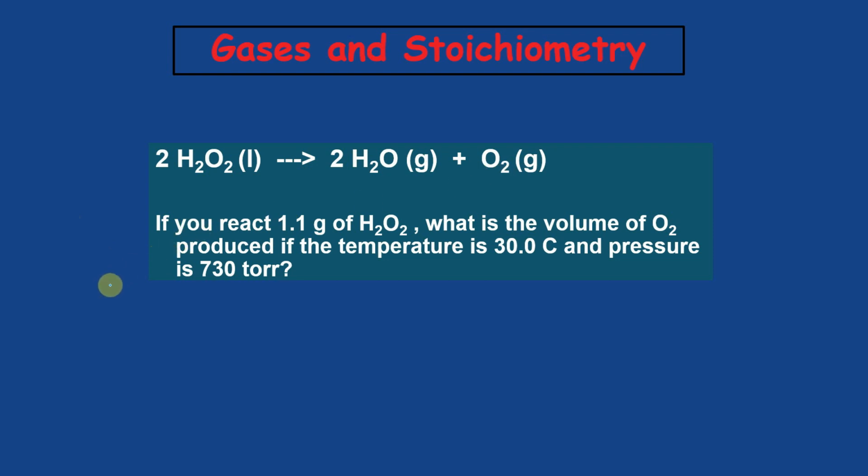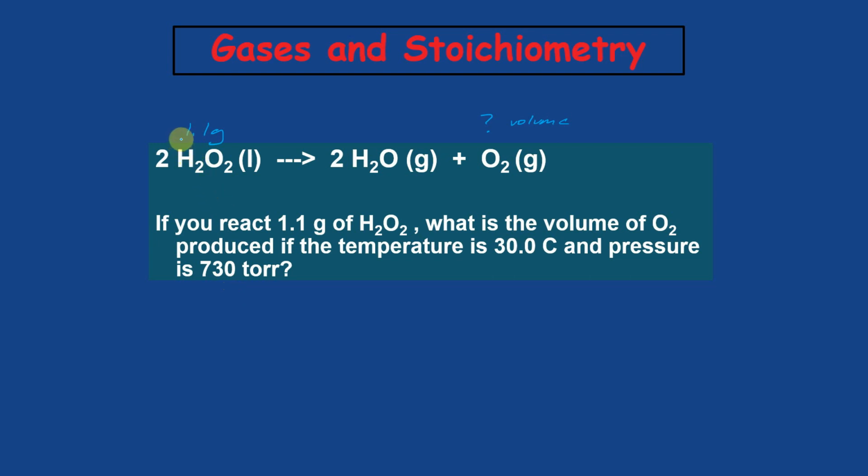Now let's look at the reaction and do the labeling together, and then you can solve it all on your own. If you react 1.1 grams of hydrogen peroxide, what is the volume of O2? So clearly we want to know something about O2. We want to know the volume of O2 that would be produced if the temperature is 30 degrees and the pressure is 730. That's not too bad.